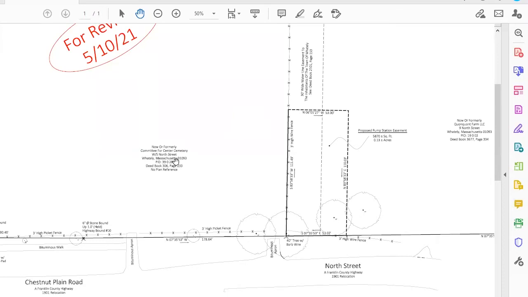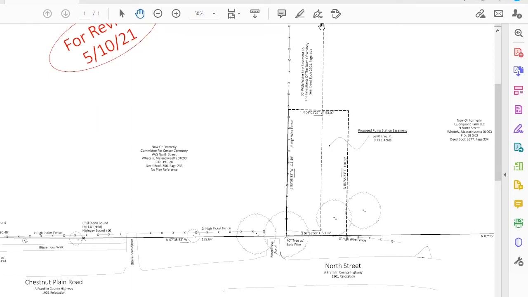So this is the easement plan. On the bottom here, Chestnut Plain Road, North Street. Here's the center cemetery. Here's the cemetery fence. And this direction going this way is north. And this is the easement, this dark dotted line here is the easement.